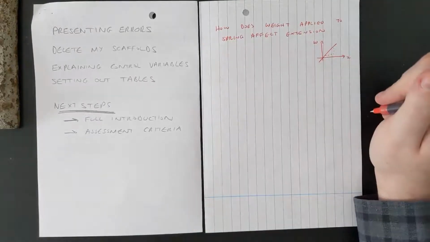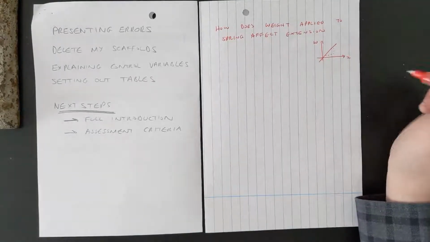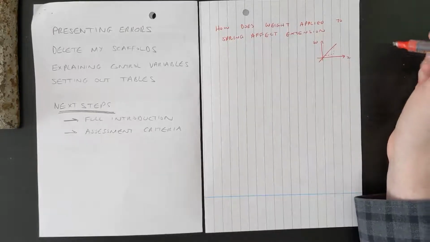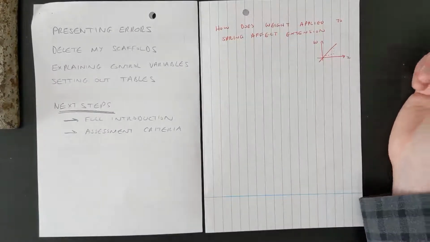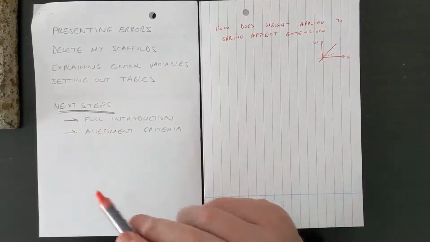If you didn't have that zero intercept, then probably you hadn't worked out extension but total length. And that would be something that is well worth talking about in an evaluation, for example. So firstly, we'll talk about presenting errors.